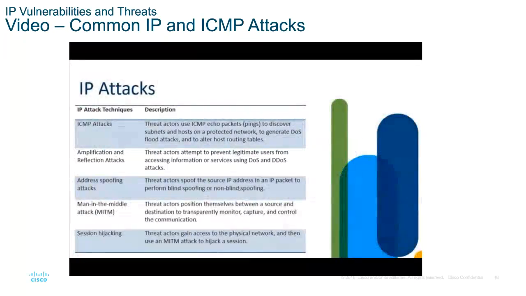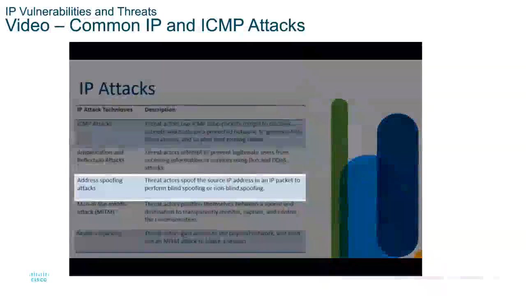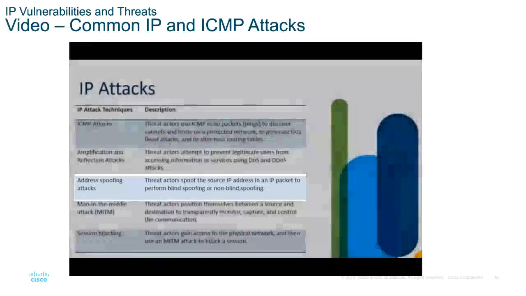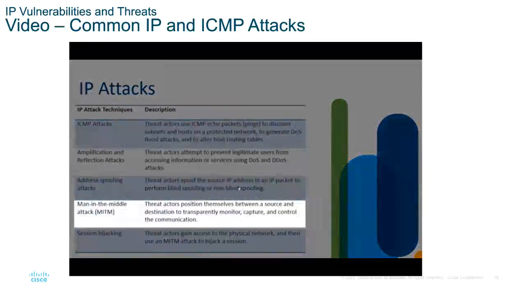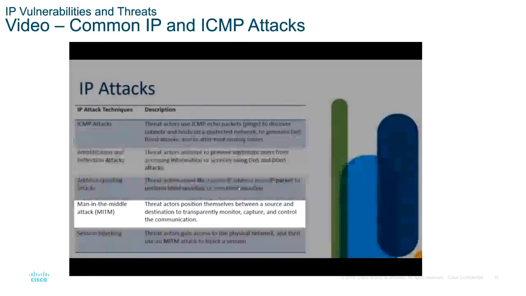With spoofing attacks, a threat actor can spoof the source IP on a packet. We mentioned this. We can see this with blind spoofing, or we can see this with non-blind spoofing. To put more insult to injury, an attacker can be part of a man-in-the-middle attack. They will position themselves directly between the source and destination to transparently monitor, to capture, and to even control the communication, which is all network traffic moving between the source and destination.